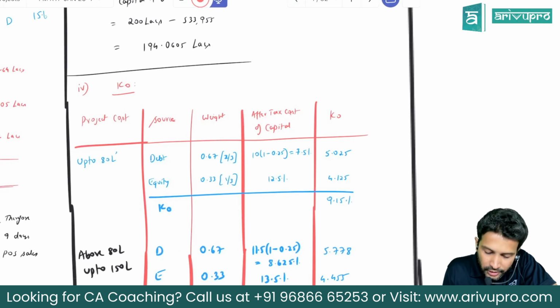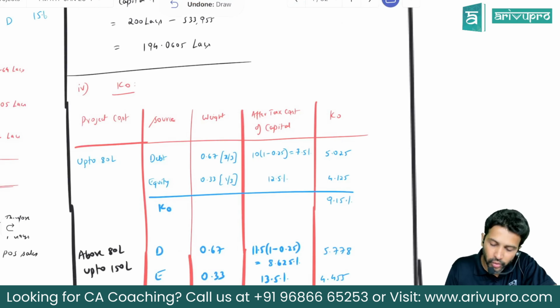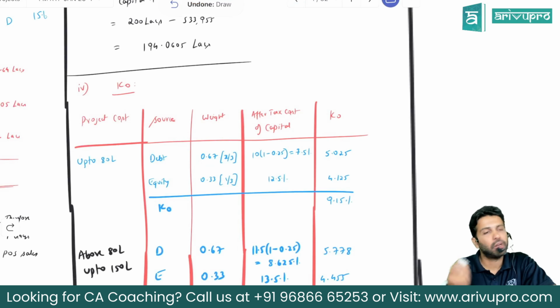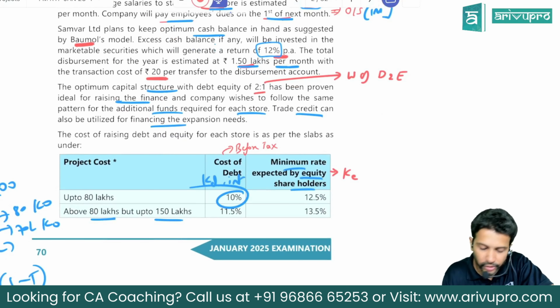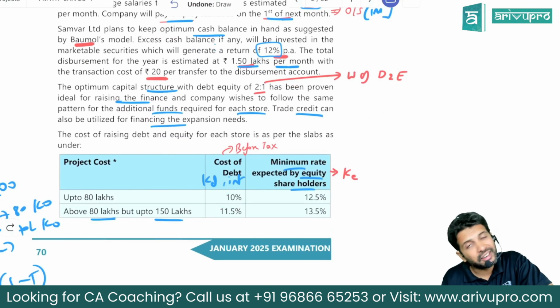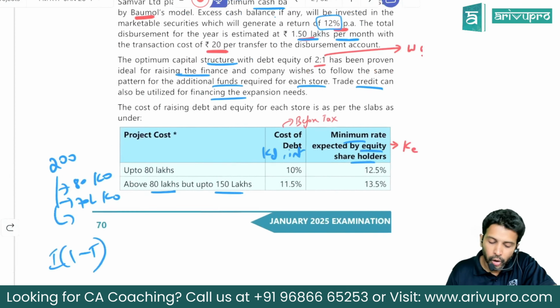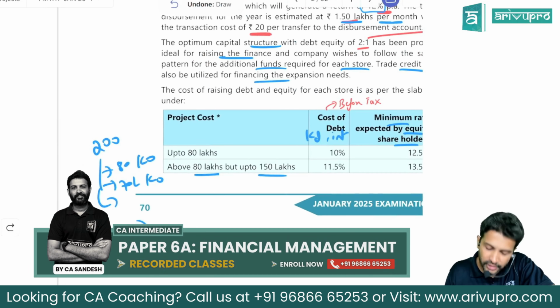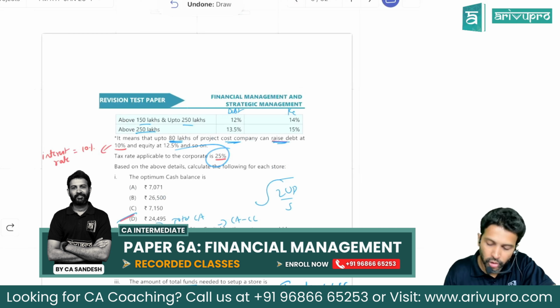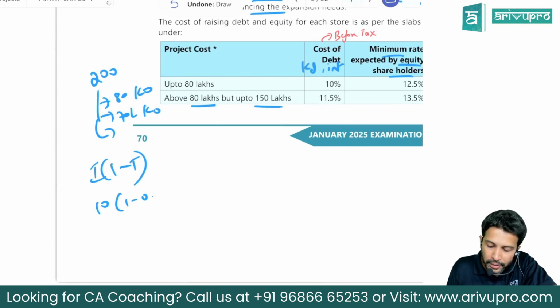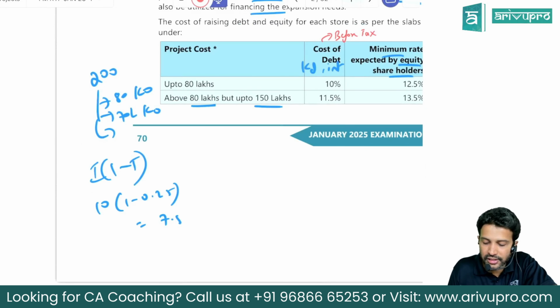So let's look at it. For the first 80 lakhs of funding, what will be the debt weightage? 2/3 same. Equity weightage will be 0.33. How much for the first 80 lakh? What is our interest rate on debt? 10%. We need interest rate and we need cost of debt. How do you get that? Interest into 1 minus tax rate. How much is interest rate? 10%. What is the tax rate given to us in the question? 25%. So calculate that. If you do that, you will get 7.5%.